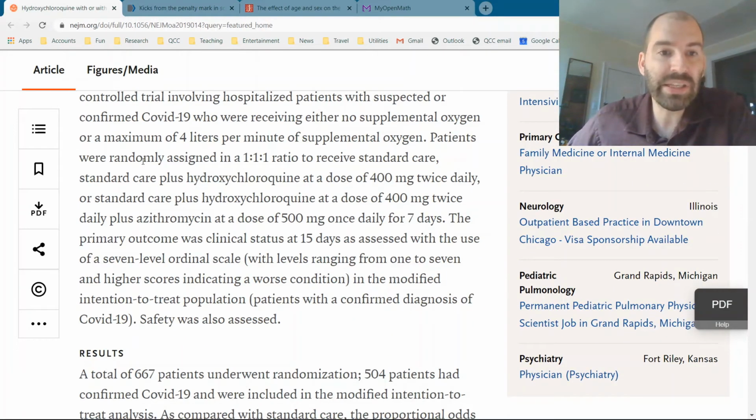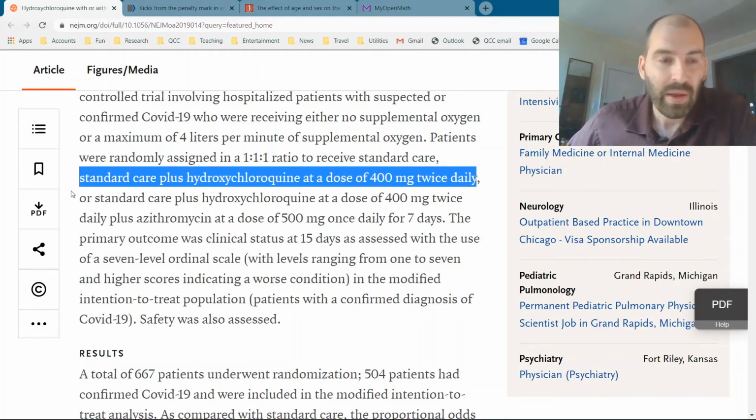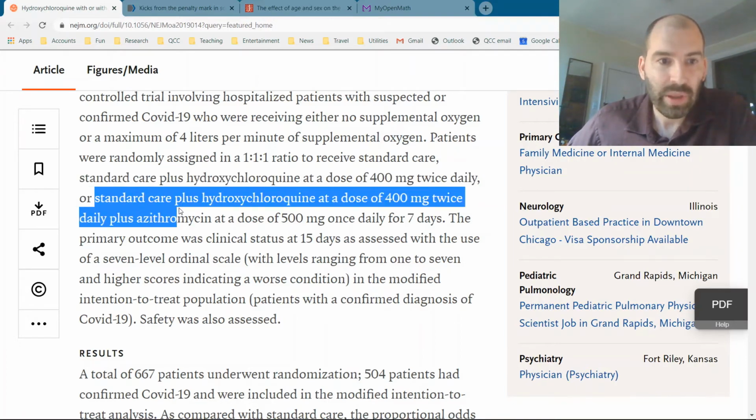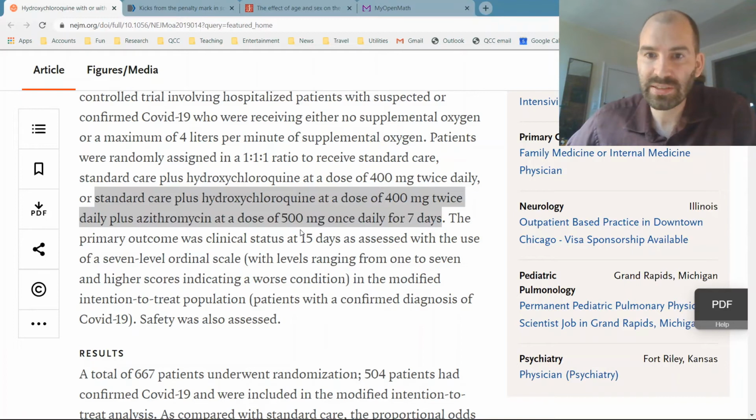Patients were randomly assigned in a 1-to-1-to-1 ratio to receive standard care plus hydroxychloroquine, or standard care plus hydroxychloroquine plus this other drug. So they're comparing 3 different groups, and they're subjecting them to 3 different treatments. And then they looked at the outcome. So the question is, what kind of study is this? Is this observational, or is it an experiment?